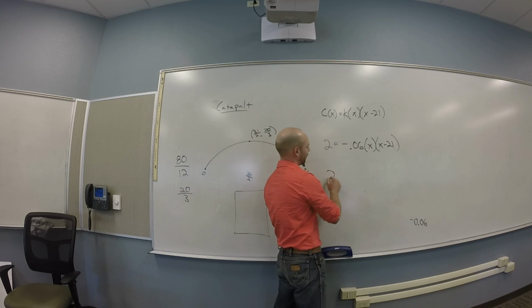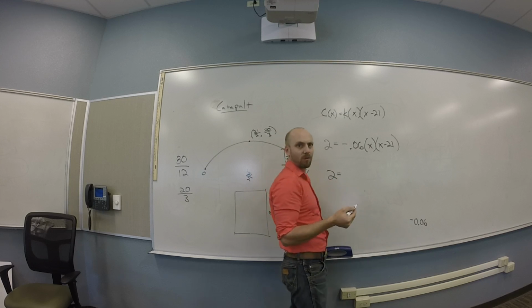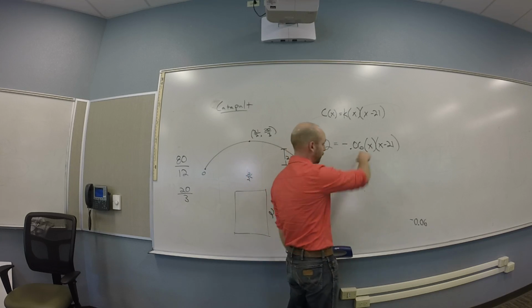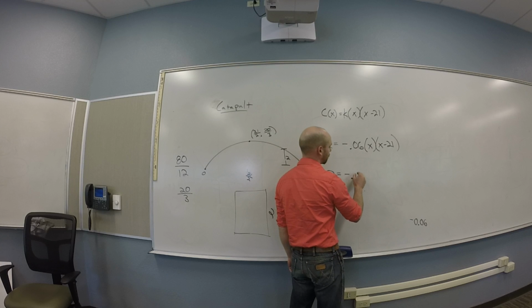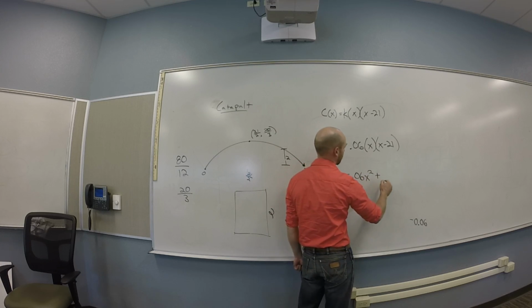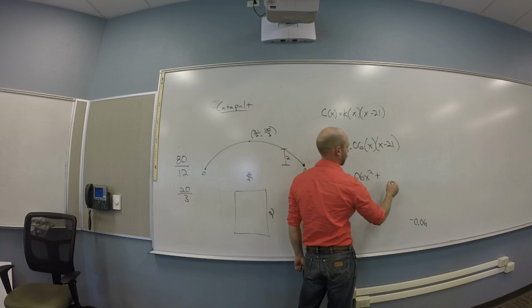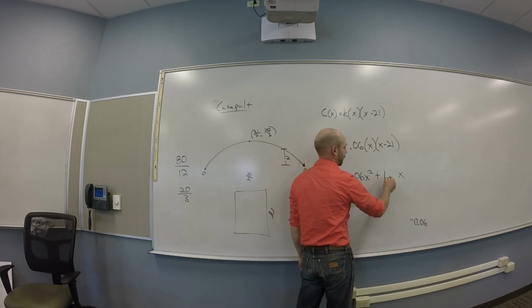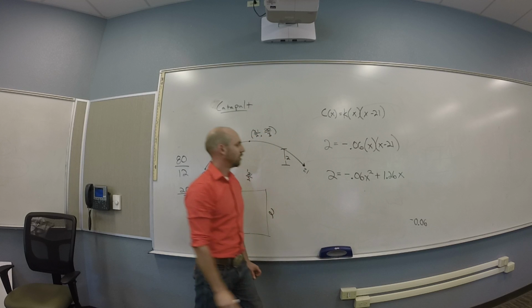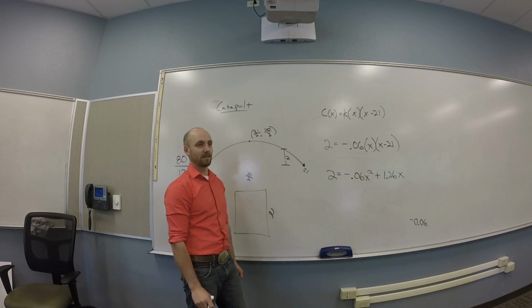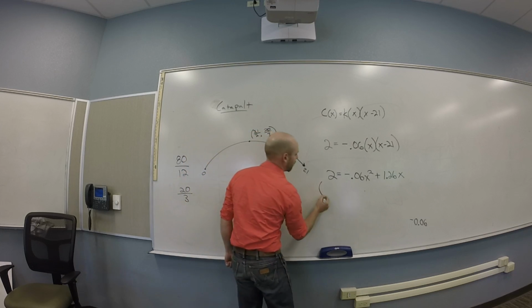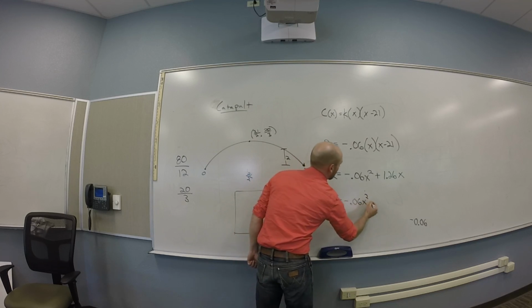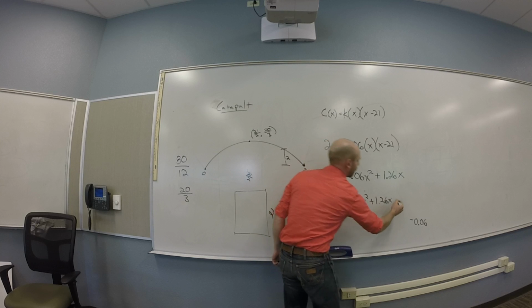So we have 2 is... what do I need to do with this? I need to solve, right? Yeah, for x. So we're going to have to FOIL a little bit, or distribute a little bit on this side. So I got minus 0.06 x squared plus, what's 0.06 times 21? 1.26. Okay, and then what? Put the 2 on the other side, and then factor it. So I get 0 is minus 0.06 x squared plus 1.26 x minus 2.